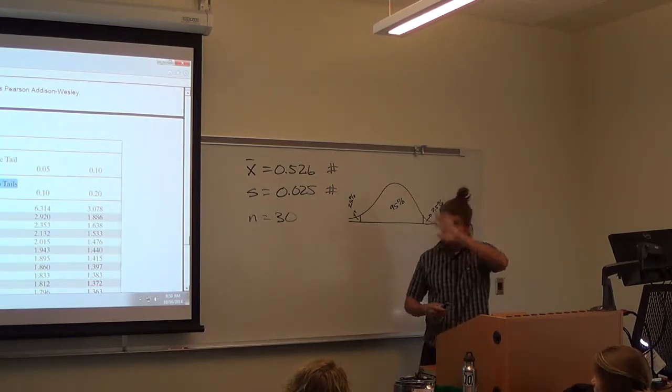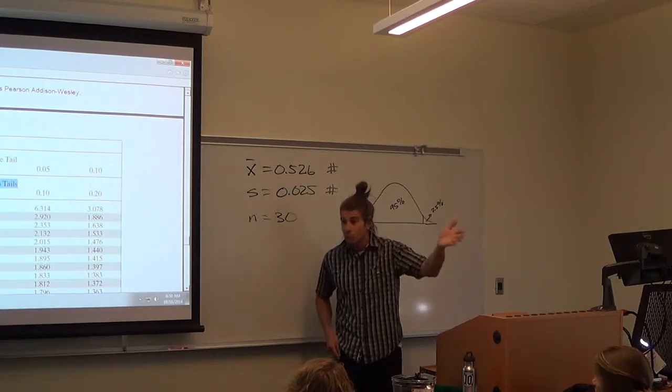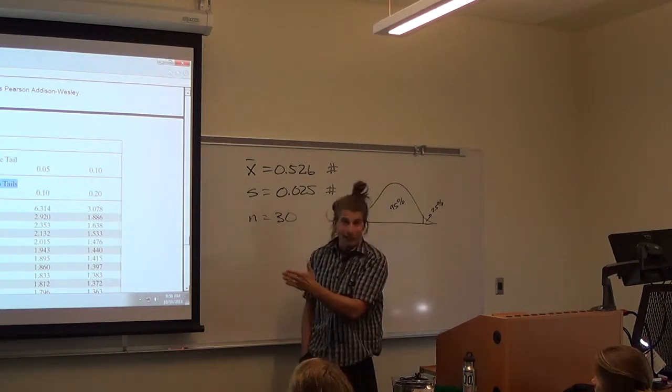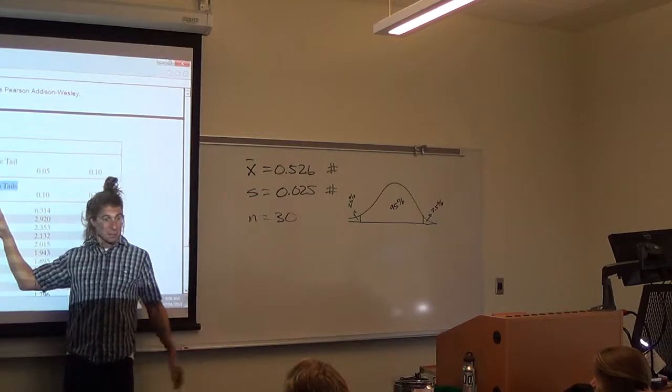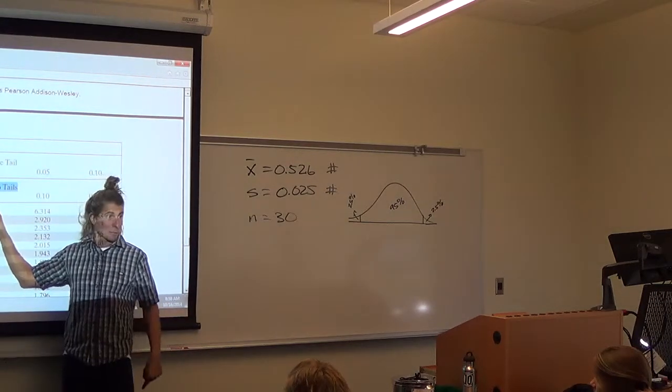You've known this for, I would say, months probably, if not maybe even years. So that's how this chart is set up. How much area should we have in the two tails? Well, Elizabeth, check that out. 5%. You're correct. It's the middle one.